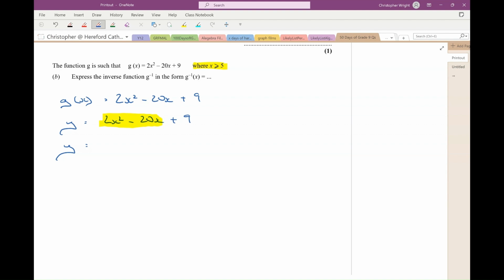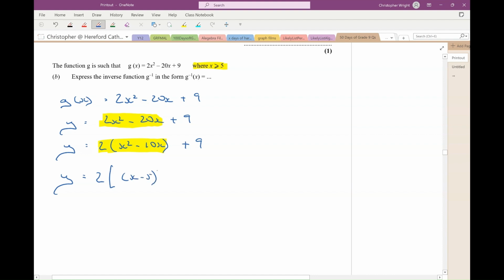Now, before I start completing the square, I need a single x squared. So I'm going to write that as 2 lots of x squared minus 10x. And now I'm going to copy down the plus 9. So the yellow expressions are equal to each other. Right, y equals 2, open a big square bracket. I'm going to complete the square on x squared minus 10x. So that's x minus 5 squared, and that will give me an additional 25, so I minus away the 25, close the square bracket, copy down the plus 9.